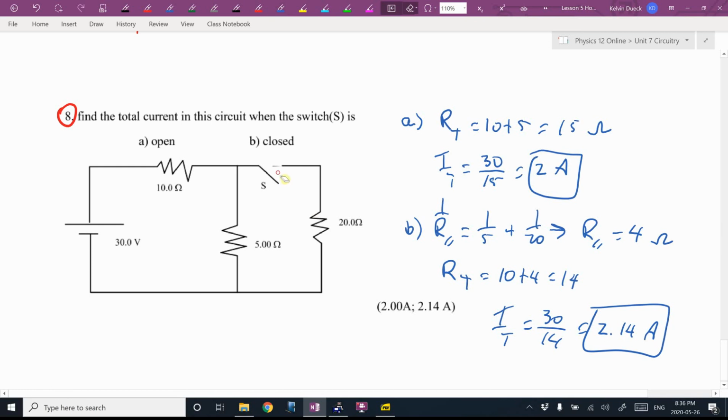So when we close the switch, adding a resistor in parallel lowers overall resistance, which raises overall current. Now, on the one hand, that makes sense. If you add an extra appliance, you're going to use up the battery faster. You're going to draw more current. But it is counterintuitive that adding a resistor in parallel gives you a lower overall resistance. But it does.